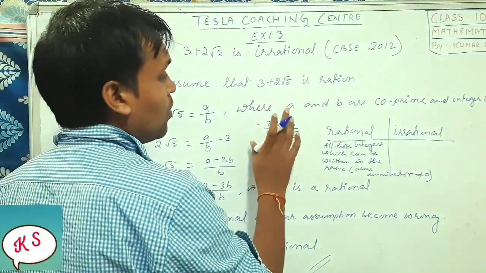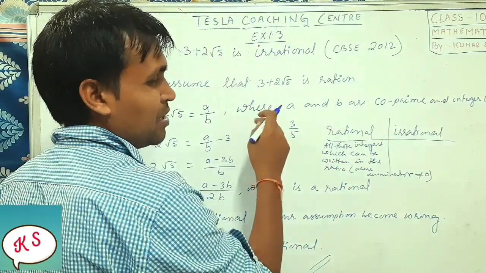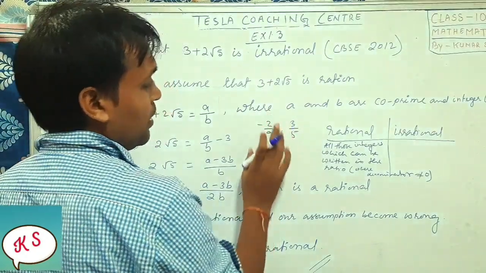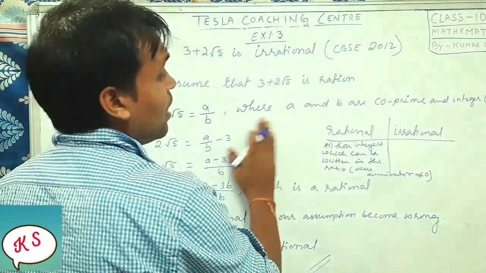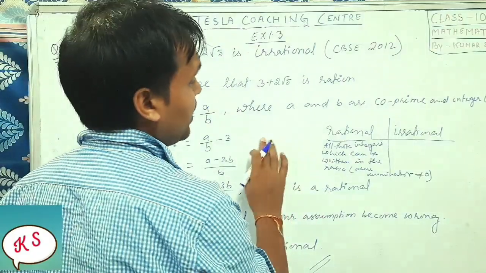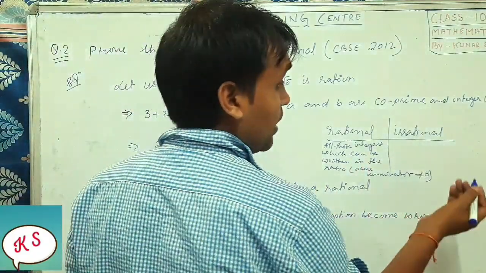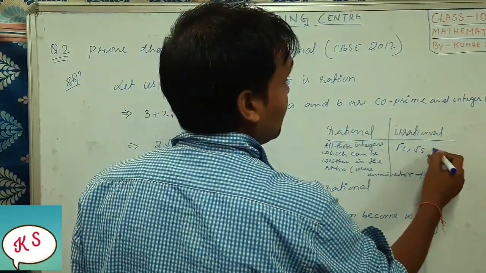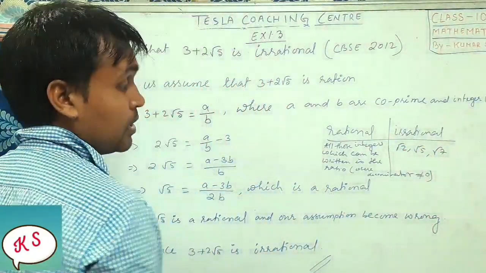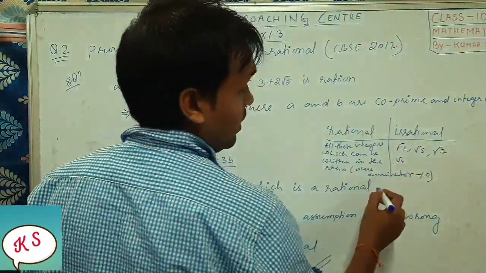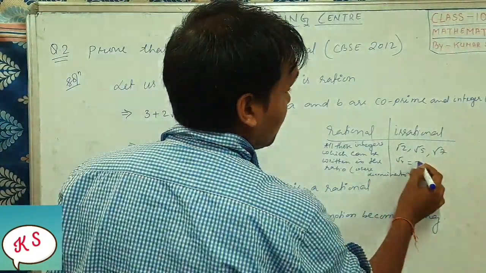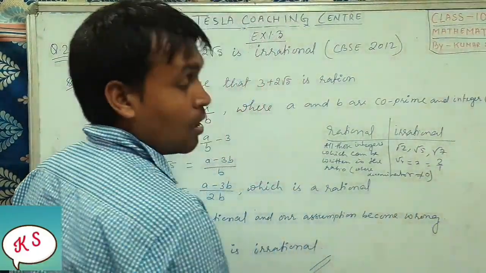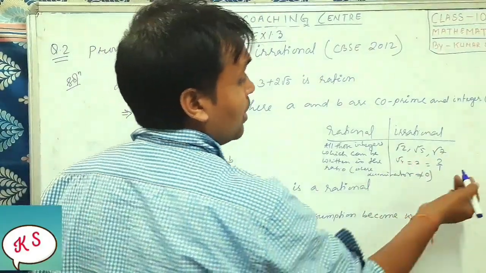Got it or not? So all those integers, whether plus or minus, which can be written in ratio form are called rational numbers, and those which cannot be written in ratio form are called irrational numbers, like root 2, root 5, root 7. These are all irrational numbers. Now you might be telling that root 4 is irrational. No, root 4 is equal to what? The square root of 4 is 2. So 2 can be written as 2 by 1. That's why root 4 will not be an irrational number.